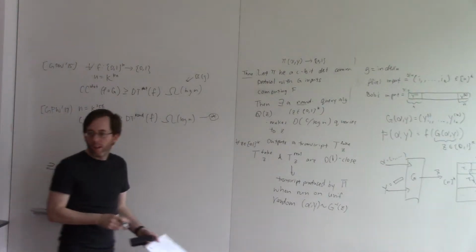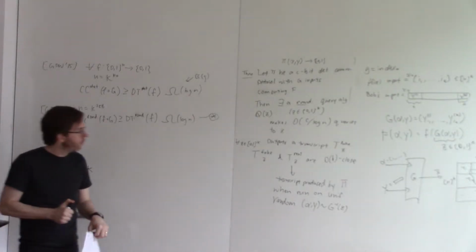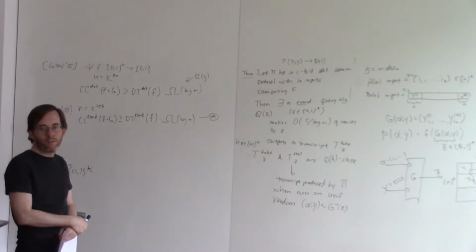Sorry, I should ask earlier. You assume a uniformly random alpha y in G in this D. Yeah. Are you saying that it's uniform because you're given a uniformly random alpha y?